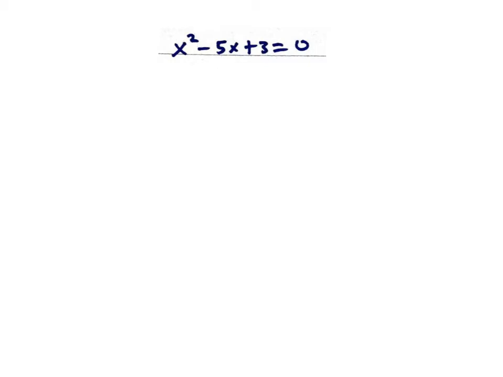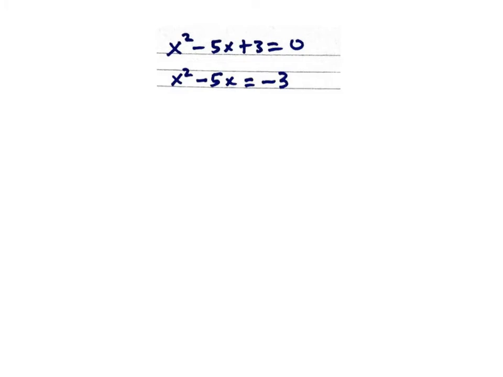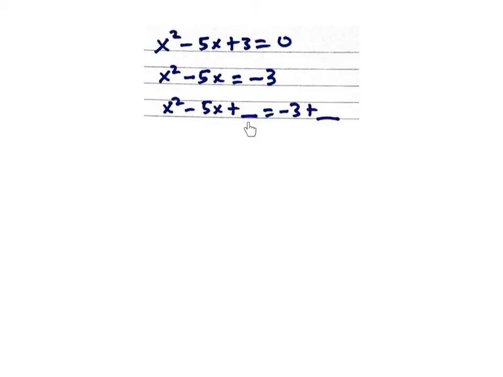Okay. So the first thing to do is to move this 3 to the other side, and it becomes a -3 on the other side. Still not too hard, it's just moving this 3 to the other side. The next thing to do is to put a blank here and another blank over here. The purpose of the blank is to complete the square, to find a number that will complete the square for this side.